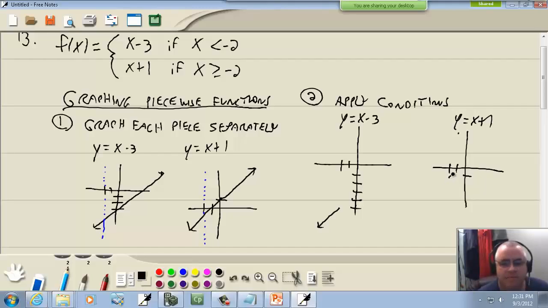And we'll keep that piece right there. Okay. Now x is less than negative 2. That doesn't include negative 2, so this is going to be an open dot here. Now x is greater than or equal to, that includes that, so we're going to put a closed dot right there.